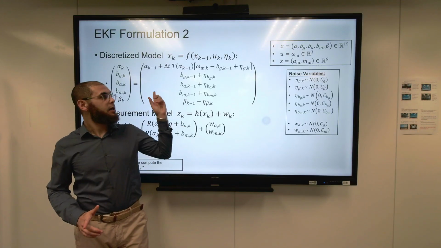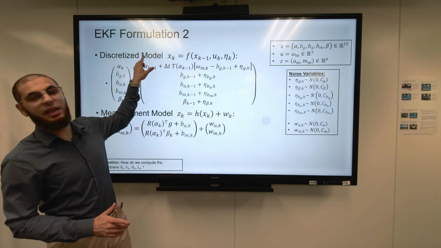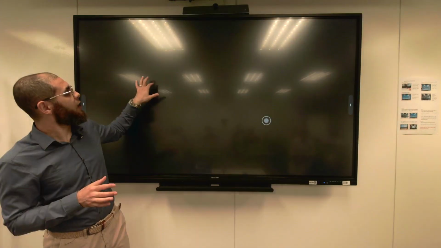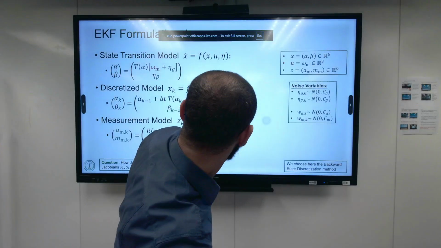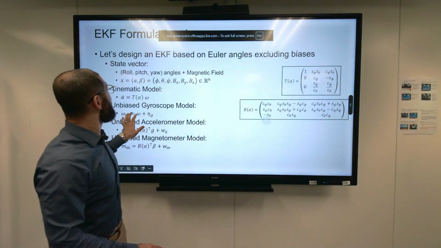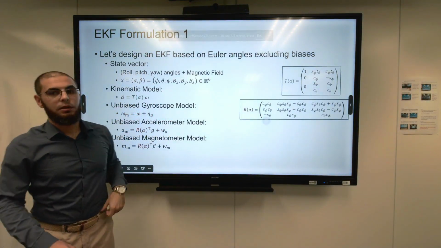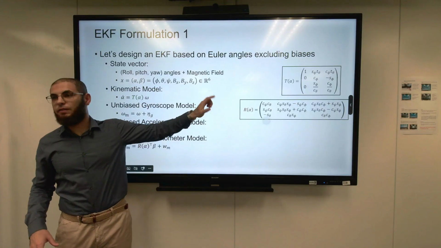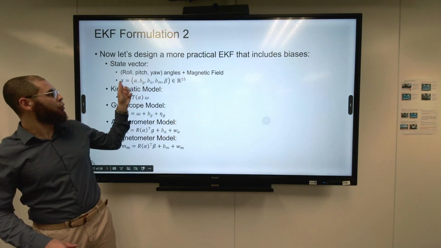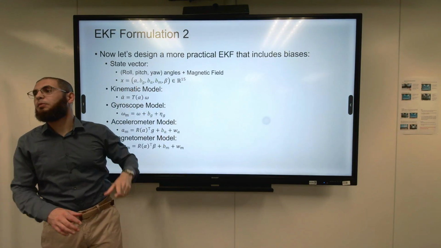Who says the first formulation? So we have EKF formulation 1 and EKF formulation 2. In the first one, we had the Euler angles and the magnetic field. And in the second one, we had Euler angles, magnetic field, but also the 3 biases.